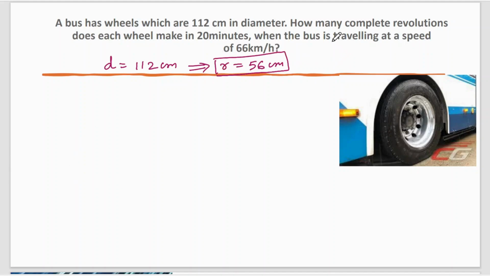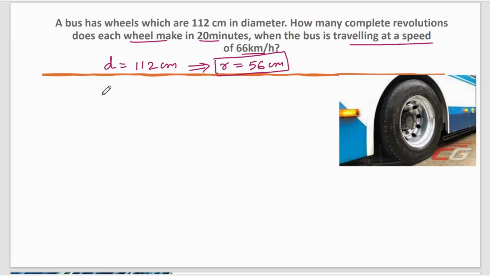Okay. Next. How many complete revolutions does each wheel make in 20 minutes when the bus is traveling at a speed of 66 kilometer per hour? Okay. See, now what is our basic focus? We have to find the number of revolutions that the wheel will make in 20 minutes. For that, we have to calculate how much distance they will cover in 20 minutes.